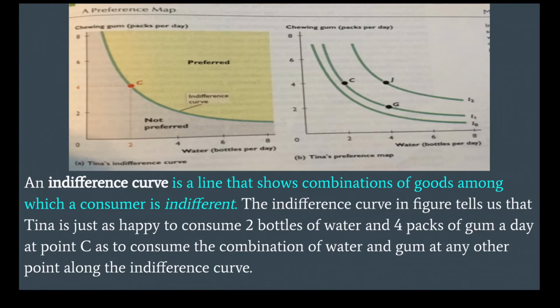An indifference curve is a line that shows combinations of goods among which a consumer is indifferent. The indifference curve in the figure tells us that Tina is just as happy to consume 2 bottles of water and 4 packs of gum a day at point C as to consume the combination of water and gum at any other point along the indifference curve.